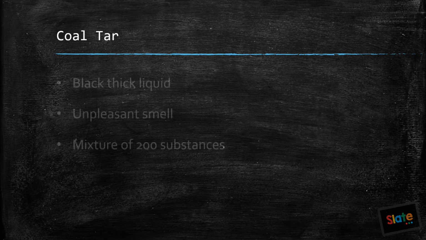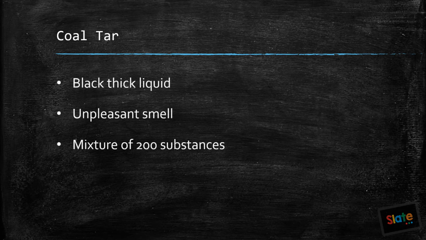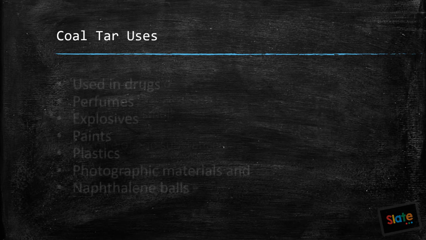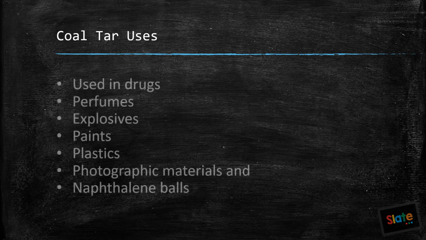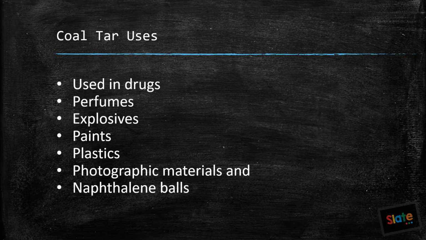Coal tar is a black thick liquid that has an unpleasant smell. It is a mixture of about 200 substances. If you ever observed the construction of a road, you might have seen this liquid and even felt the smell. Coal tar has many uses, such as used in drugs, perfumes, explosives, paints, plastics, photographic materials and naphthalene balls.